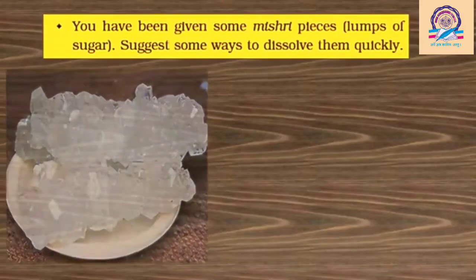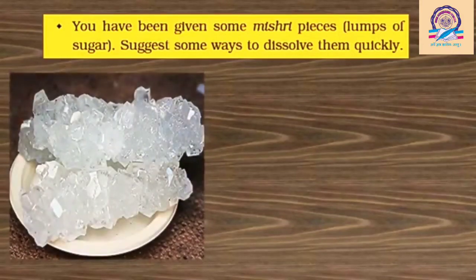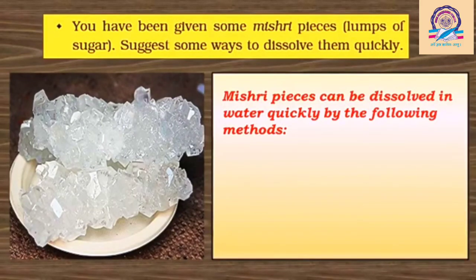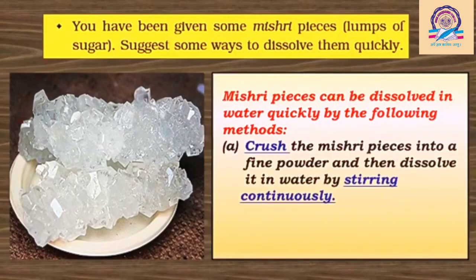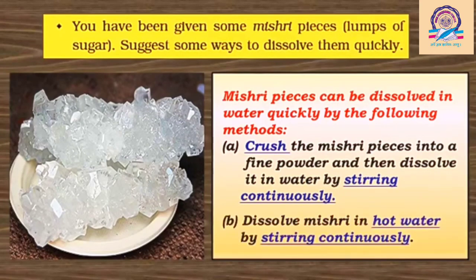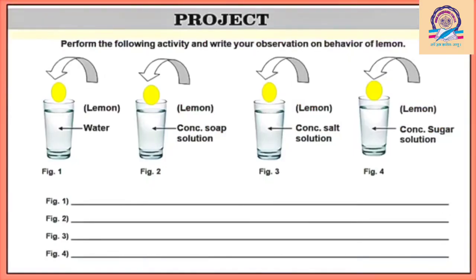You have been given some mishri pieces, that is lumps of sugar. Suggest some ways to dissolve them quickly. Mishri pieces can be dissolved in water quickly by crushing the mishri pieces into a fine powder and then dissolving it in water by stirring continuously. And secondly, dissolve mishri in hot water by stirring continuously.